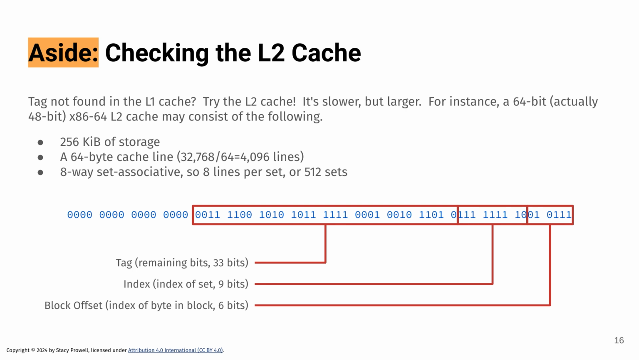As we already know, I'll need 9 bits for that. So now the block offset is 6 bits to index into one of the 64 bytes. The index for the set is now 9 bits because there are 512 of them, and the remaining 33 bits are the tag that I will look for to find the entry in the cache. So what if it's not in the L2 cache?